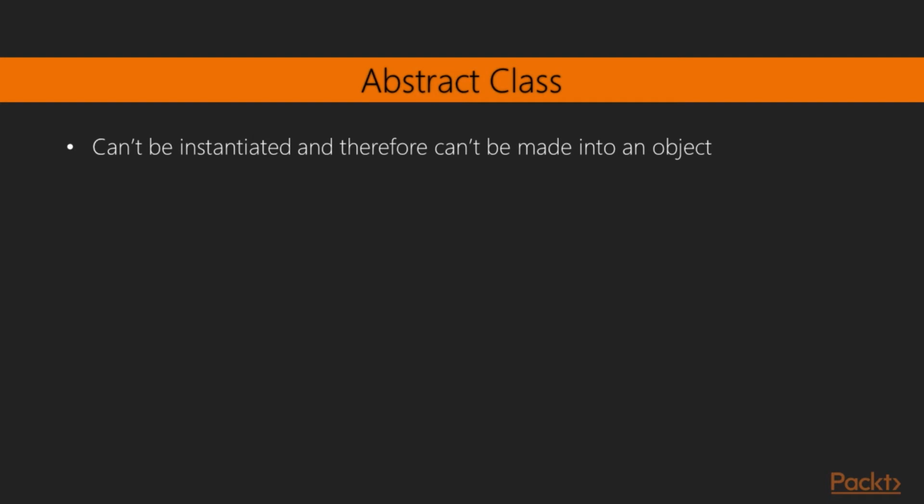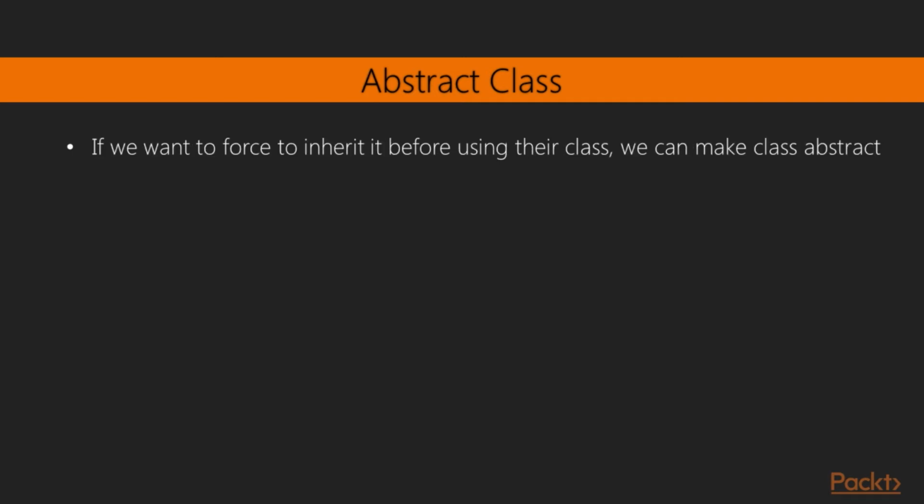An abstract class is a class that cannot be instantiated and therefore cannot be made into an object. So it's code that will never be used then? No, that's like paying an architect to design your home and then never building it.